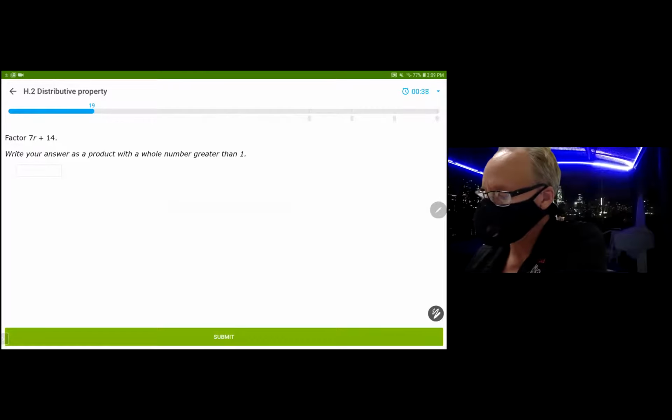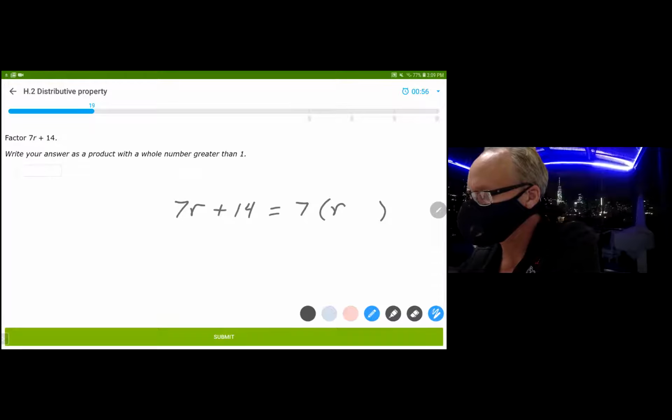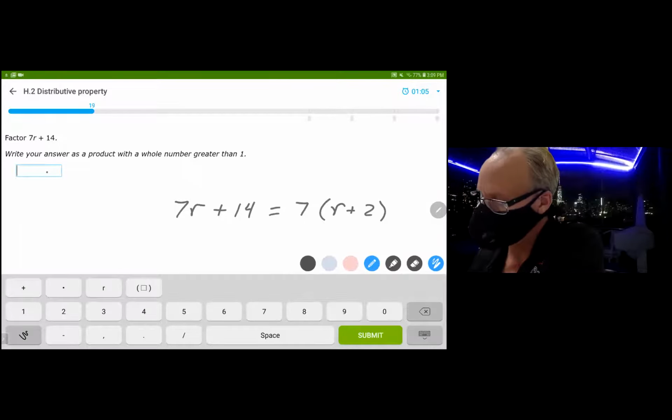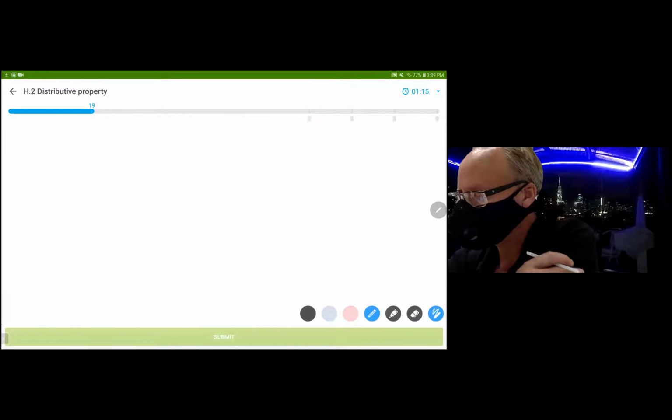Oh, we're factoring. So this is the opposite of distributing. So you basically have to take out the common factor from both terms. We have a 7r plus 14. And the opposite of distributing is to say what number comes outside, that's the common factor, and what needs to be inside the parentheses to make it true. And so this is called factoring. And we end up with 7 parentheses r plus 2. Don't forget when we're doing subtraction, you have to remember to put in the spaces.